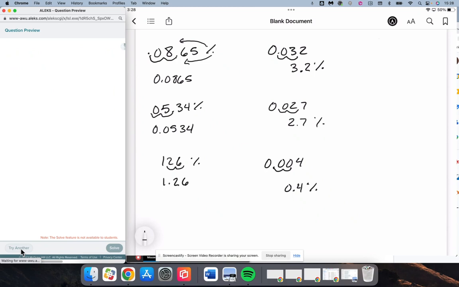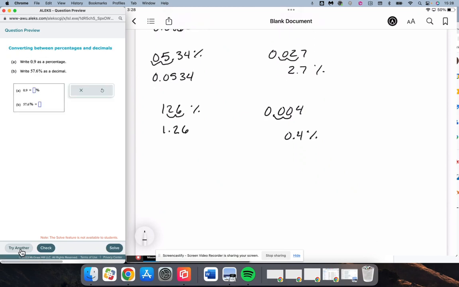And one more. 0.9 as a percentage. Remember, we need the decimal place to move two places to the right to create that symbol. 1, 2. So we get 90%.